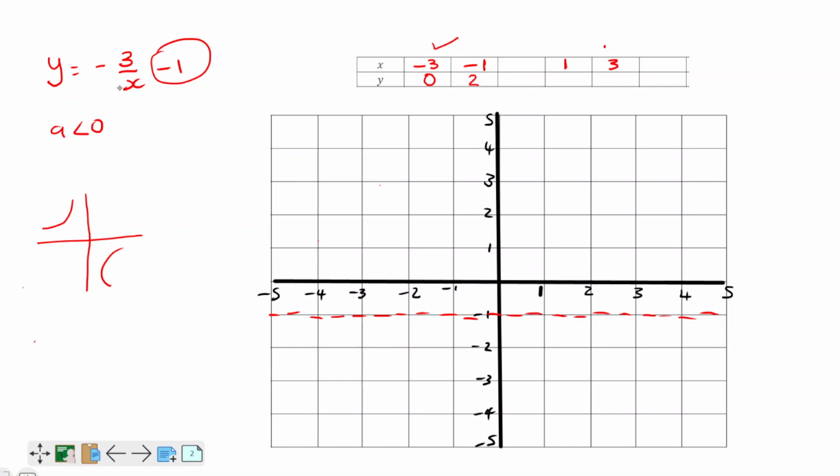If you take 1, substitute here in place of x, -3 divided by 1, that's going to be -3. -3 minus 1, that's going to be -2. Then you take now the last one, which is 3. -3 divided by 3, that's going to be -1. -1 minus 1, it's going to be a -2. So these are my coordinates: first coordinate, second coordinate, third, and the fourth.